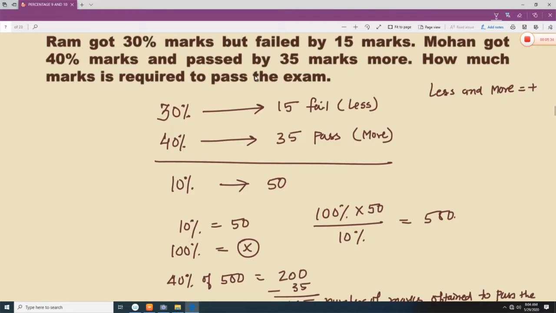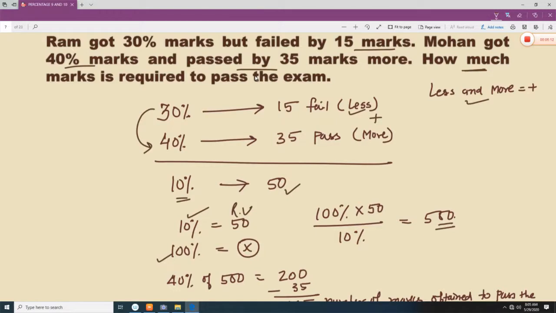Ram got 20 marks but failed by 15 marks. Mohan got 40 marks and passed by 35 marks. So again it is the less and more kind of problem. With 20 marks he failed by 15 marks less, and with 40 marks he passed the exam with 35 marks more. So less and more means you have to add them. So this is 50 and this difference is 10%. If the 10% difference is the real value 50, then 100% is how much? That is 500.